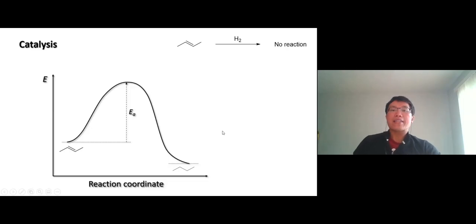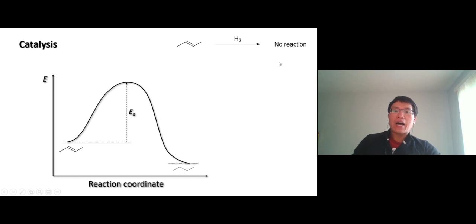All right, next up, catalysis. Okay, let's take a look at this reaction. So we have an alkene trying to add hydrogen gas onto it, adding hydrogen onto here on this alkene, you can get an alkane. In this case, you get butane.